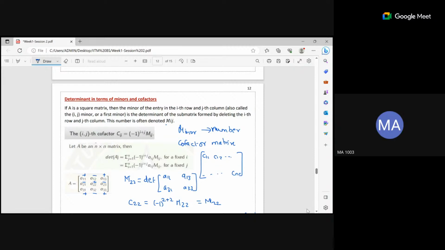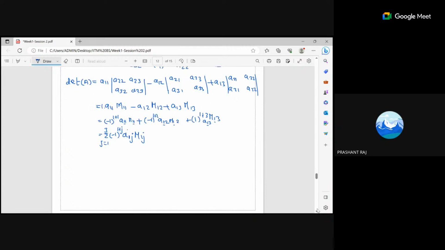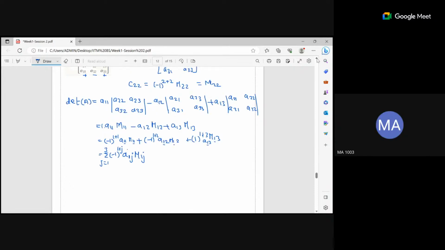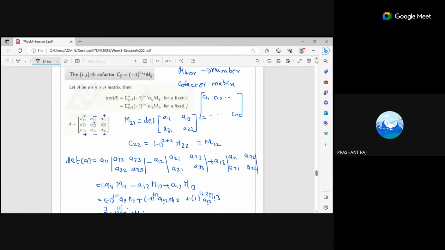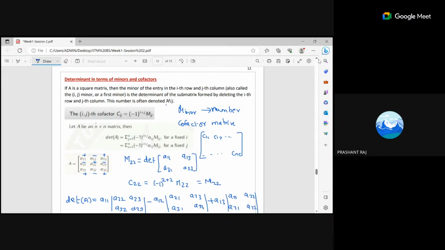Okay. So, what is the difference between cofactor and minor? It is almost the same, but the sign is changed only. Exactly. Just the sign changes. That's all, the rest is the same. Minor and cofactor are the same, but just the sign changes according to the position. Okay, fine.